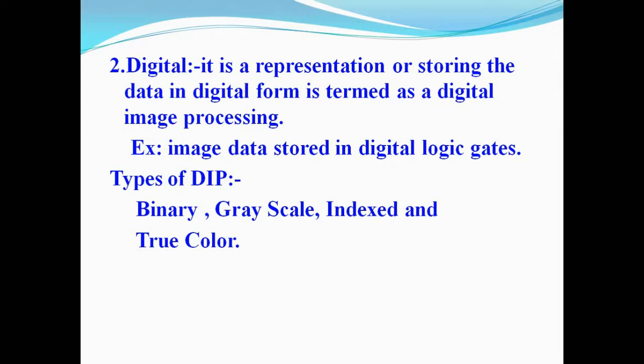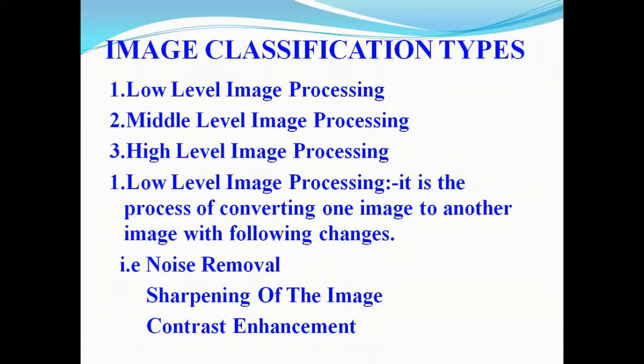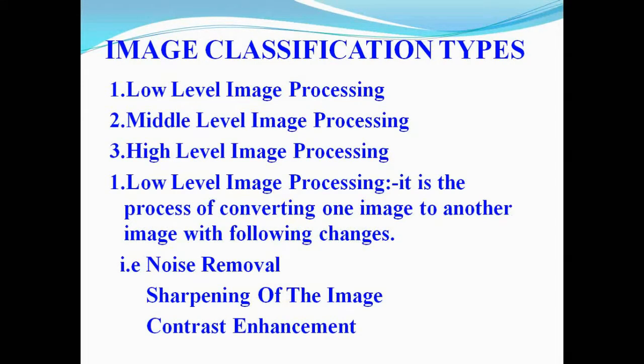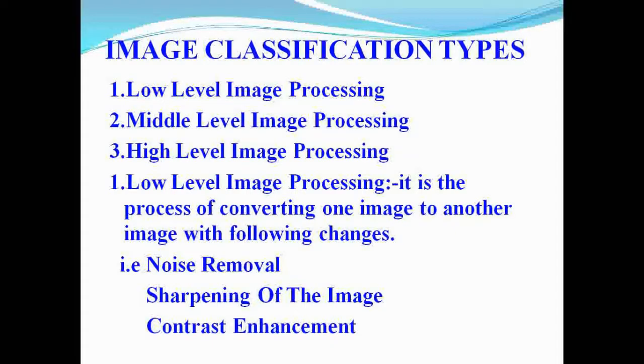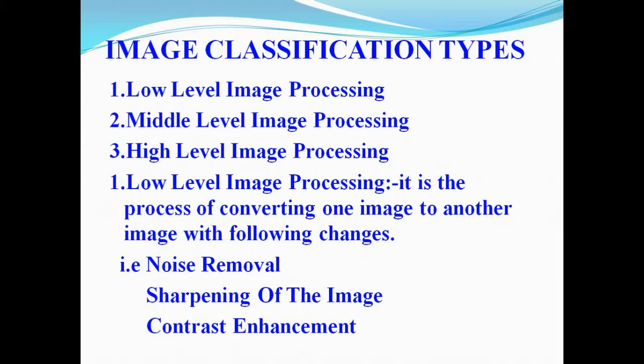So now we have the two types of image processing: analog and digital image processing. Next we have image classification types, or types of image classifications. Generally, the classification of image processing is of three types: low level image processing, middle level image processing, and high level image processing. Whenever you process an image by giving input and generating an output, some kind of process takes place. Those processes are the classification processes called low level, middle level, and high level image processing.